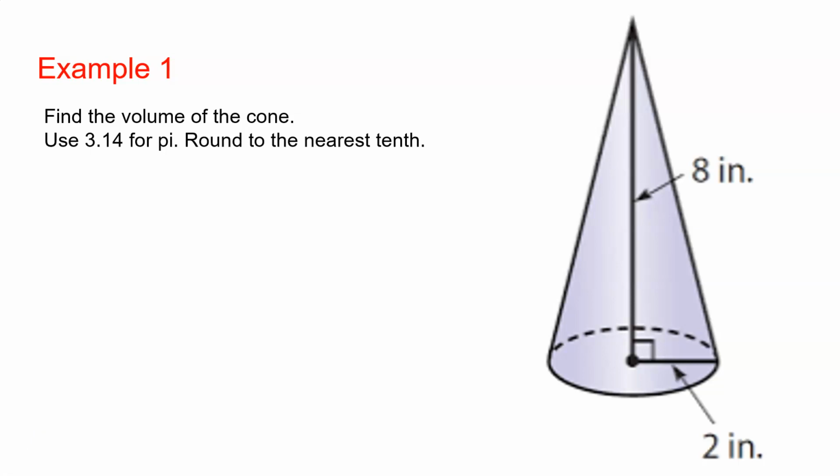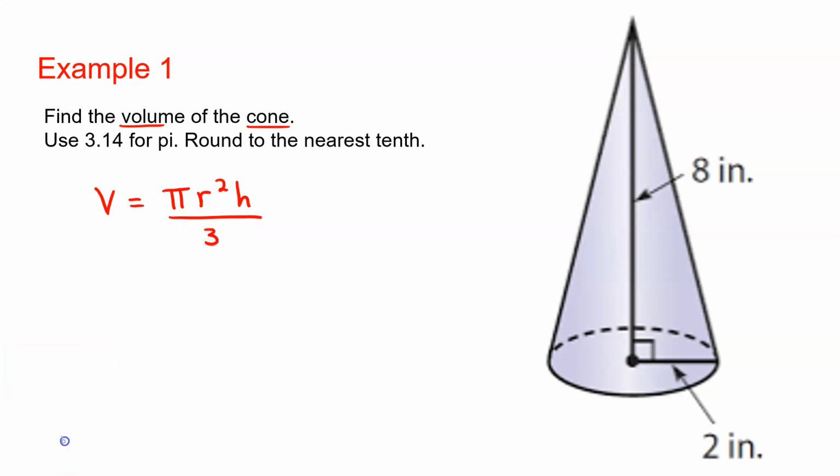This example says find the volume of the cone. Use 3.14 for pi and round to the nearest tenth. So make sure you have a calculator handy. Volume of a cone. Let me write that formula down. Volume of a cone is equal to pi r squared times our height, all of that simply divided by 3.